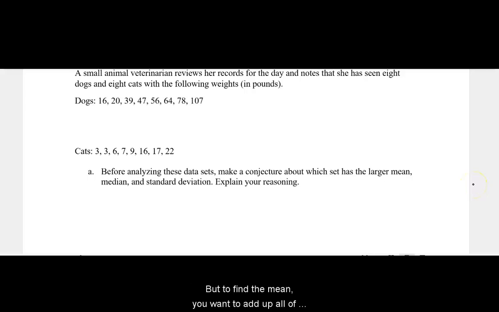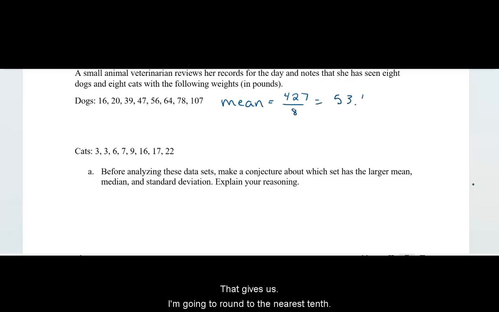But to find the mean, you want to add up all of those numbers and then divide by how many numbers we have, which is 8. I'm going to go ahead and write down that total, but if you want, you can pause and do this. If you add up all of those numbers, we get 427 divided by 8. That gives us, rounding to the nearest tenth, 53.4.